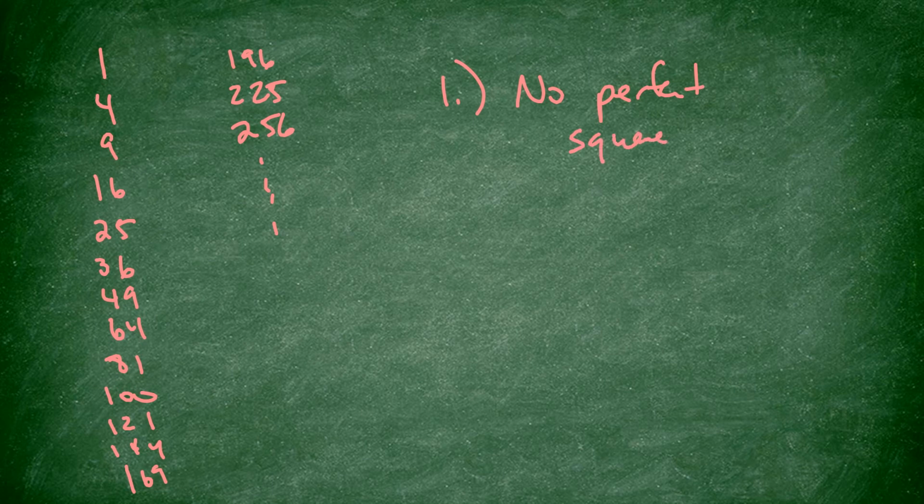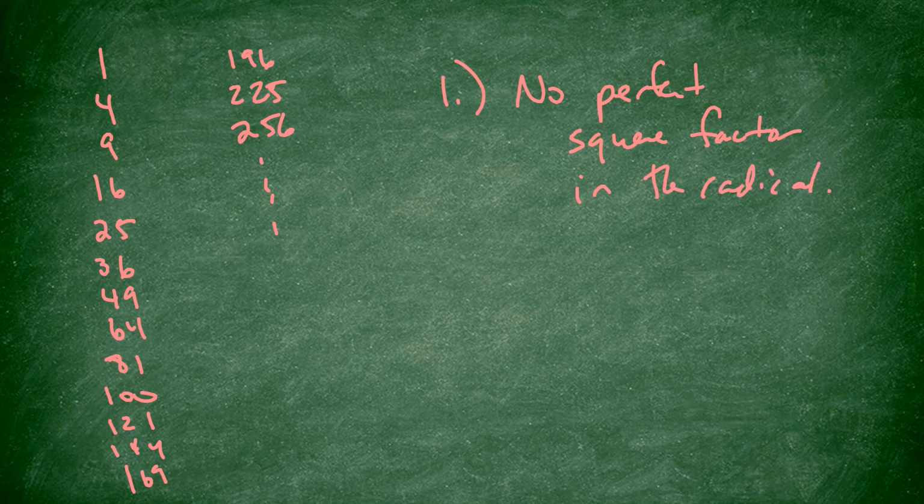Now, on number 12, we're going to be using this list of numbers: 1, 4, 9, 16, 25, 36, 49, 64, 81, 100, 121, 144, 169, 196, 225, 256, and so forth and so forth. We're also going to remember that the first rule is you cannot have a perfect square factor in the radical.